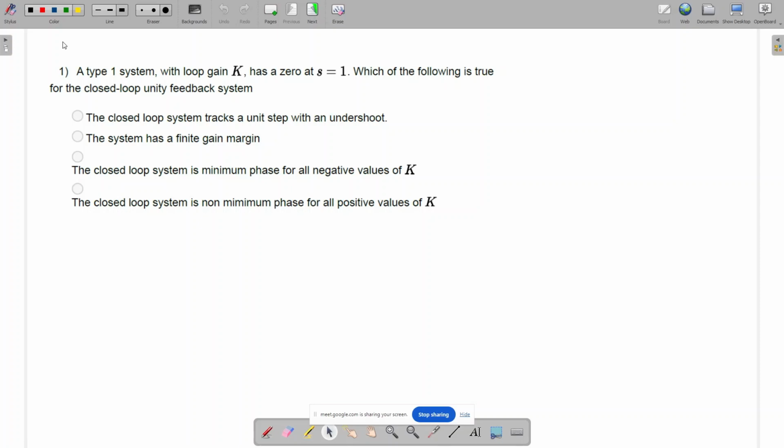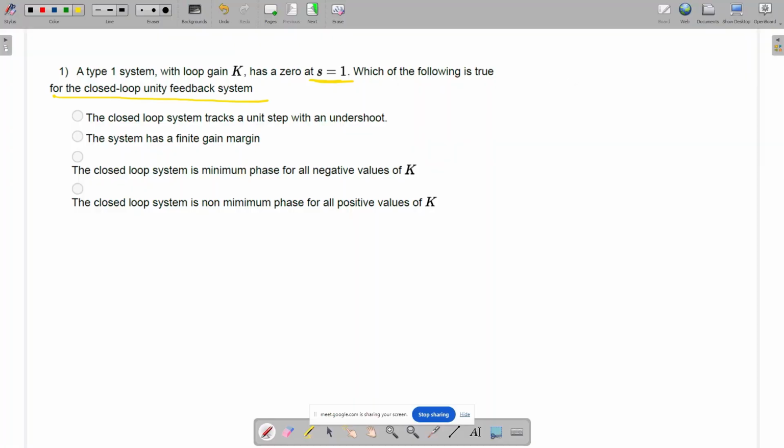Yes, sir. Okay, so this is the first question. The type 1 system is given and the loop gain is k. This k is the constant. It has a 0 at s equal to 1, and we have to find which of the following options are true for the closed loop unity feedback system.